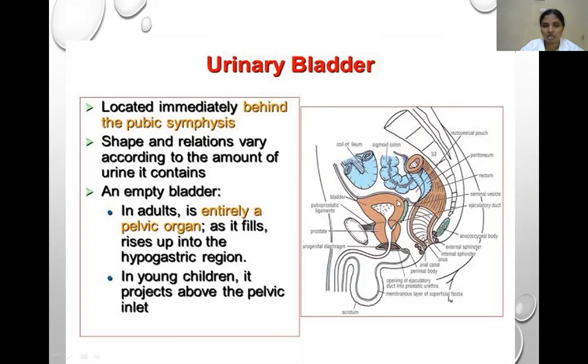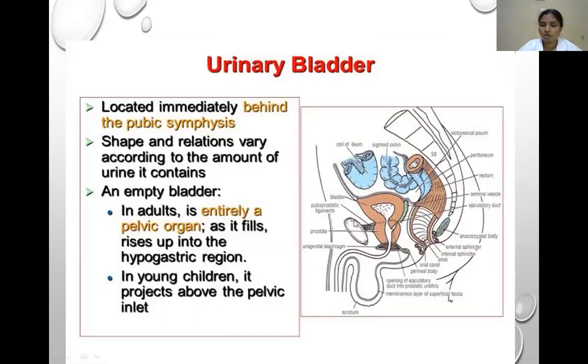So now we are discussing the adult urinary bladder. Coming to the location, it lies immediately behind the pubic symphysis, which means retropubic, and it is present in the pelvis. The neck of the urinary bladder is the constriction. In adults, the neck exactly lies at the level of the lower border of the symphysis pubis. If you compare the neck position in children, it lies at the level of the upper border of the symphysis pubis.